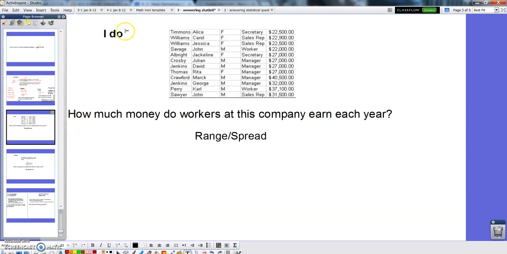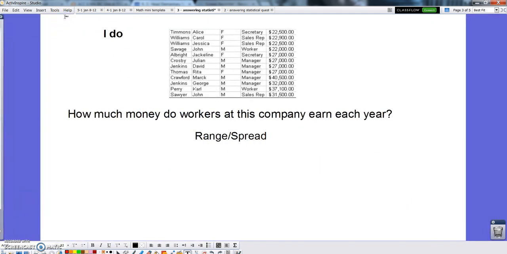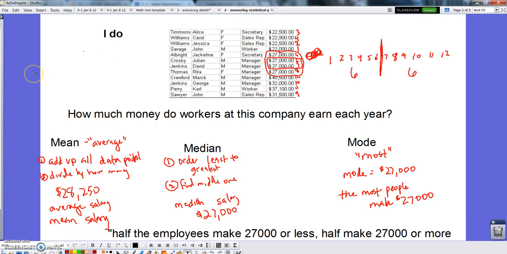So I'll do another quick one myself. Here's one from yesterday. So how much money do workers at this company earn each year? Yesterday we answered that 3 different ways. We found the average salary. We added all these up and divided by 12. And we found an average of $28,250. Then we lined them all up and found the median, which was $27,000. And then we found the most, which was also $27,000.